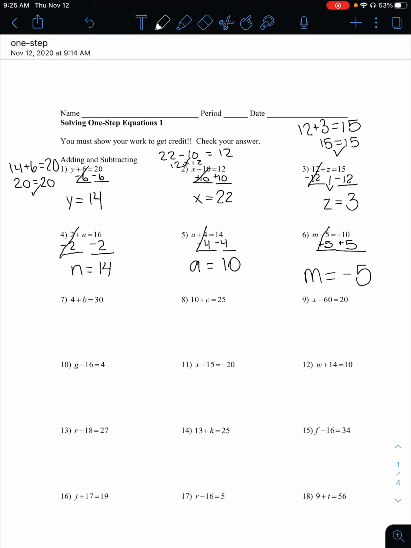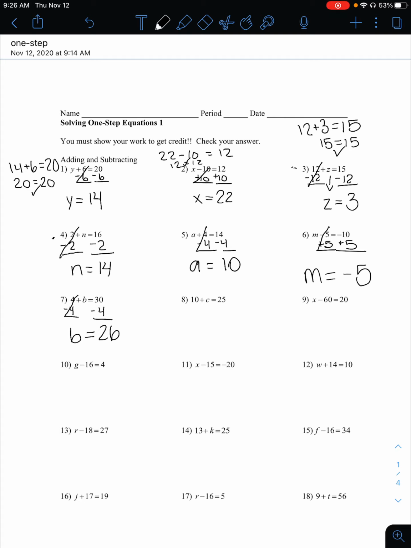Let's look at number 7. 4 plus b equals 30. Just like number 4 and number 3 up here with our numbers in the front, do we see a negative sign in front of it? I don't. So we can subtract 4 because that means it's positive. And we get 0. That's our goal, right? We want to get b by itself, so we want to get 0 over here. But remember, what you do to one side of the equal sign, you need to do to the other. So we subtract 4 over here. b is equal to 30 minus 4, 26.